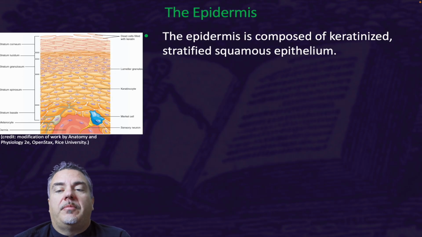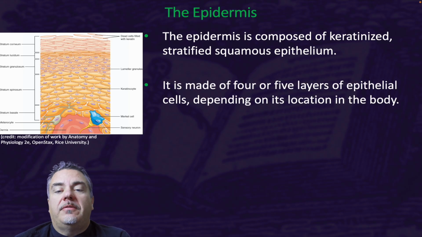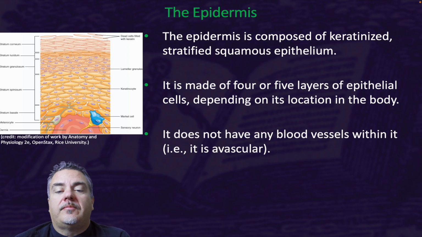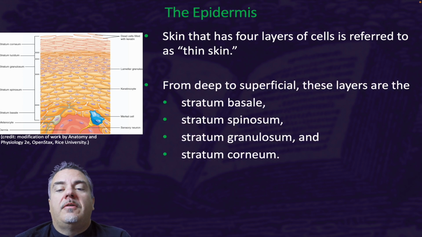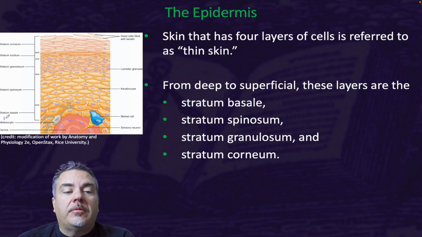The epidermis is composed of keratinized, stratified squamous epithelium. It is made of 4 or 5 layers of epithelial cells, depending on its location in the body. It does not have any blood vessels within it, in other words, it's avascular. Skin that has 4 layers of cells is referred to as thin skin. From deep to superficial, these layers are the stratum basale, the stratum spinosum, the stratum granulosum, and the stratum corneum.